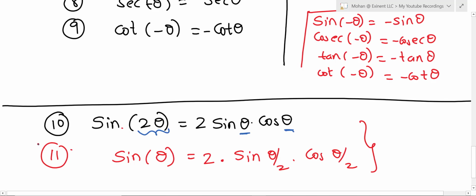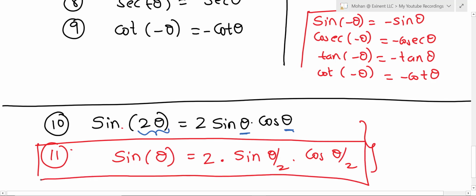This is very, very important in appropriate areas. These half angle formulas will make your life easy. Memorize these formulas along with the direct formulas. Let us try to memorize the half angle formulas also.